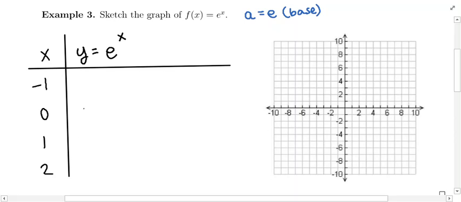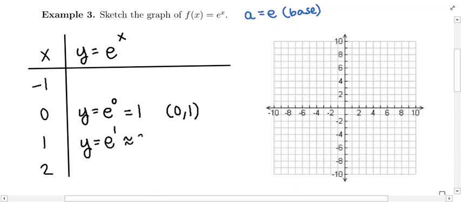Let's start with 0. If we plug in x equals 0, we'll get e to the 0 power. Anything to the 0 power is 1. So this graph will also go through the point 0, 1. Then if we plug in 1 for x, we're going to get y equals e to the first power. We know that's about 2.71. So we're going to plot the point 1, approximately 2.71. And then we're going to plug in 2 for x. So we'll get e squared, which is e times e.